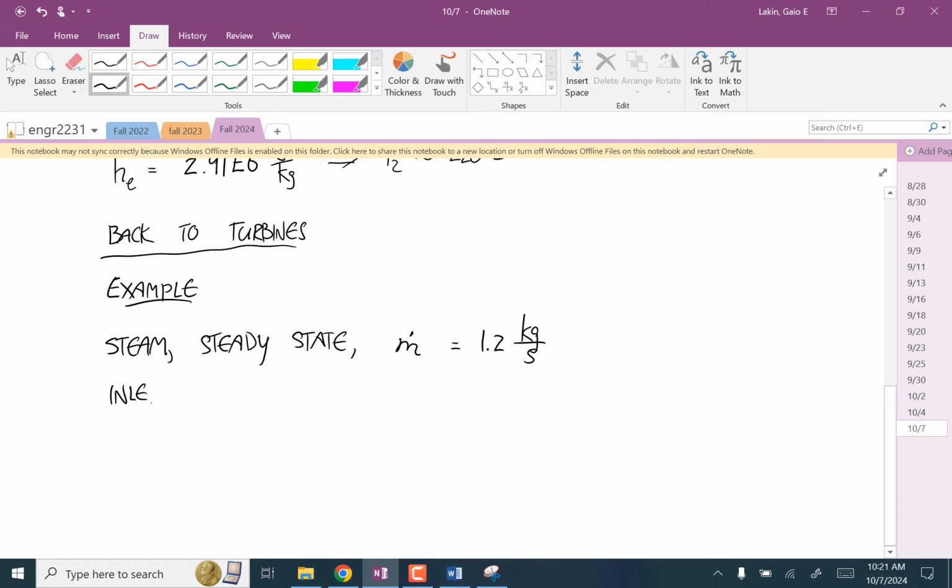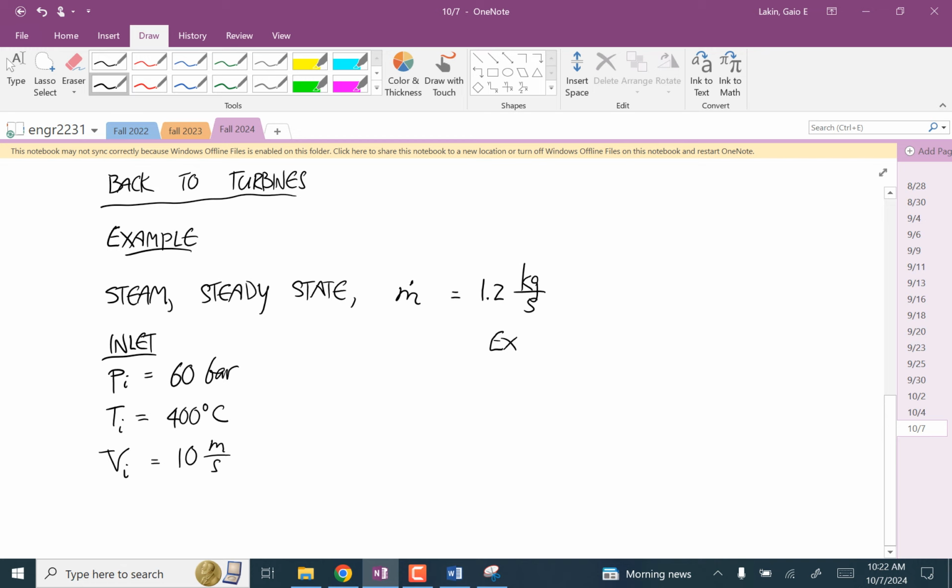And at the inlet, we know that the pressure is 60 bar. The temperature at the inlet is 400 degrees Celsius. The speed at the inlet is 10 meters per second.